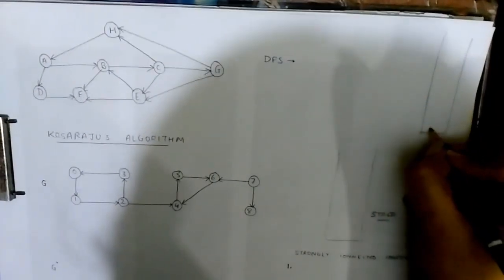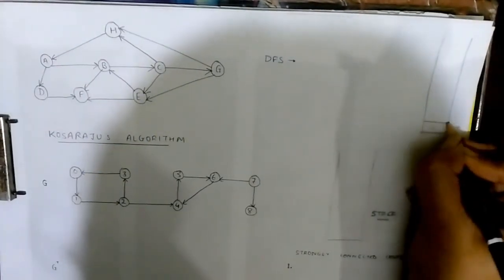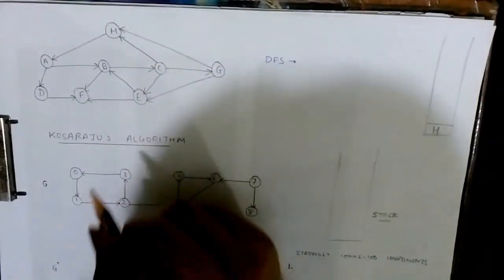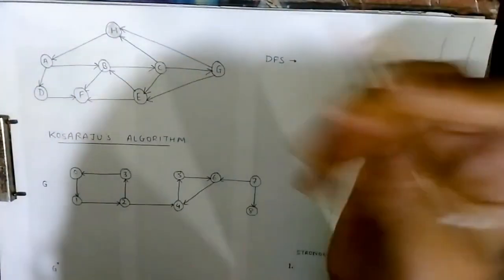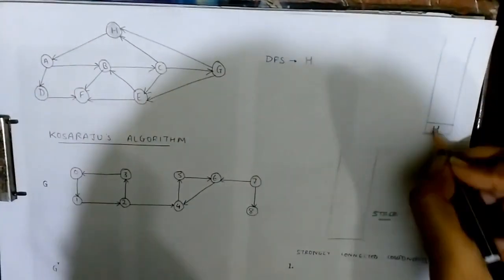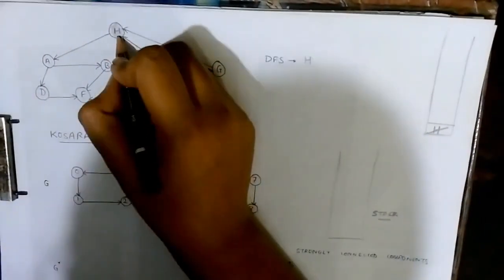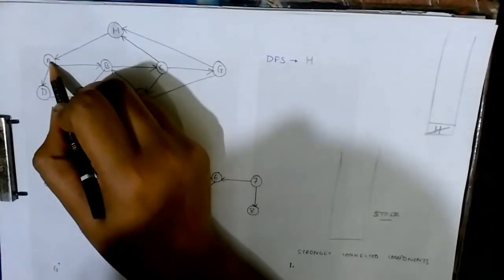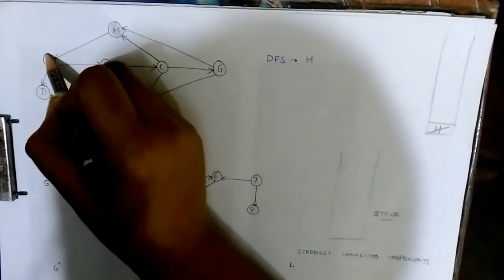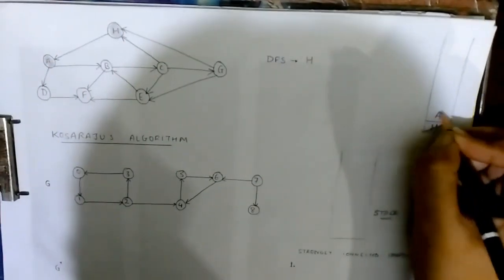We put the starting vertex H in the stack. Now we'll mark it as visited. We pop H and explore its neighbors. From H, where can we go? We can go to A, and this is unvisited. So we'll mark it as visited and put it in the stack.